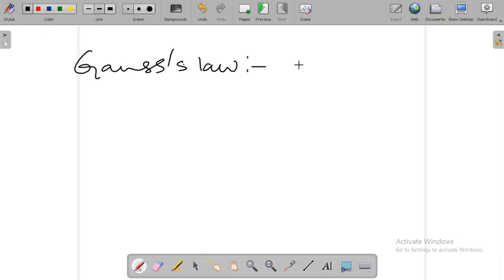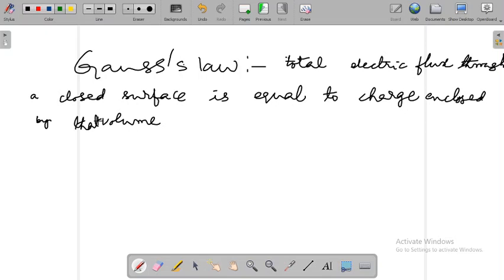I am writing here. This is the statement of our Gauss law. What it says: total electric flux through a closed surface is equal to the charge enclosed by that closed surface. Here, remember one thing, it is a closed surface. Closed surface defines enclosed volume. Please underline this closed surface and volume.